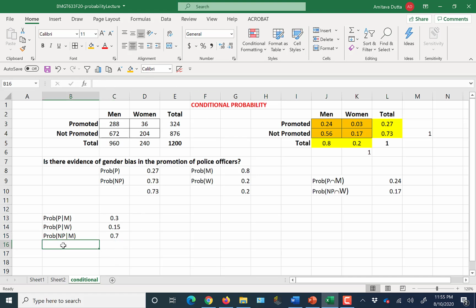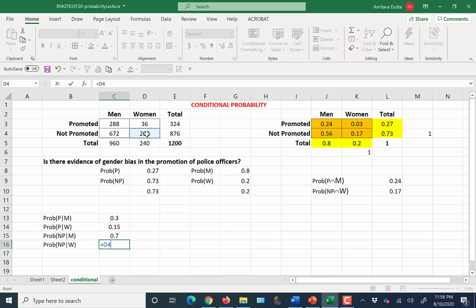So now let's do it for the women. Probability of not being promoted given that the officer is female. So I'm telling you it's a female officer. There's nothing uncertain about the gender of the officer. So I don't pick from the 1200, I pick from the 240 officers who are women. And out of that, the probability of not being promoted is 204 divided by 240. So it's equal to 204 divided by 240. Okay, it's 0.85. So these are conditional probabilities.